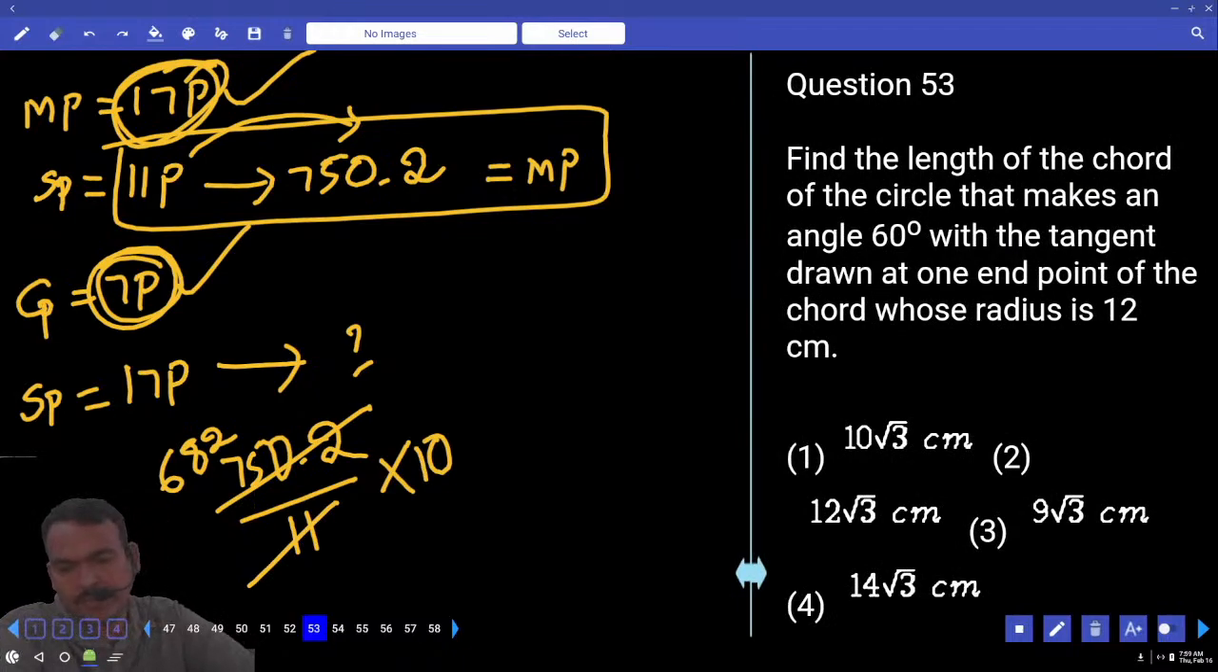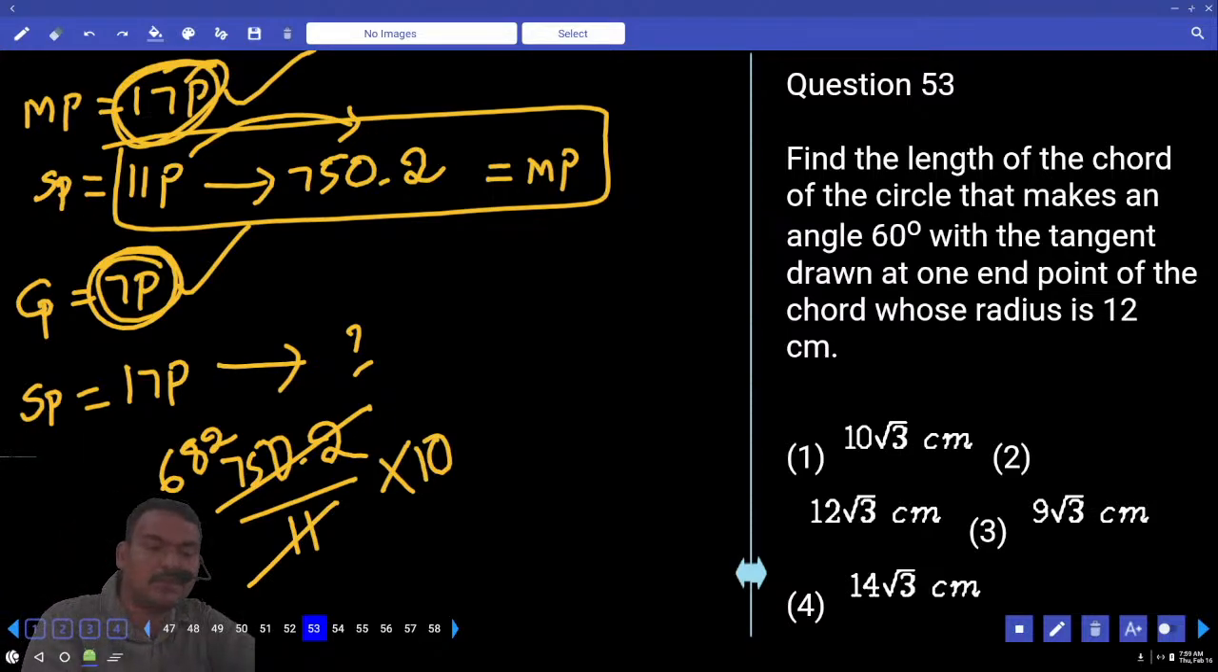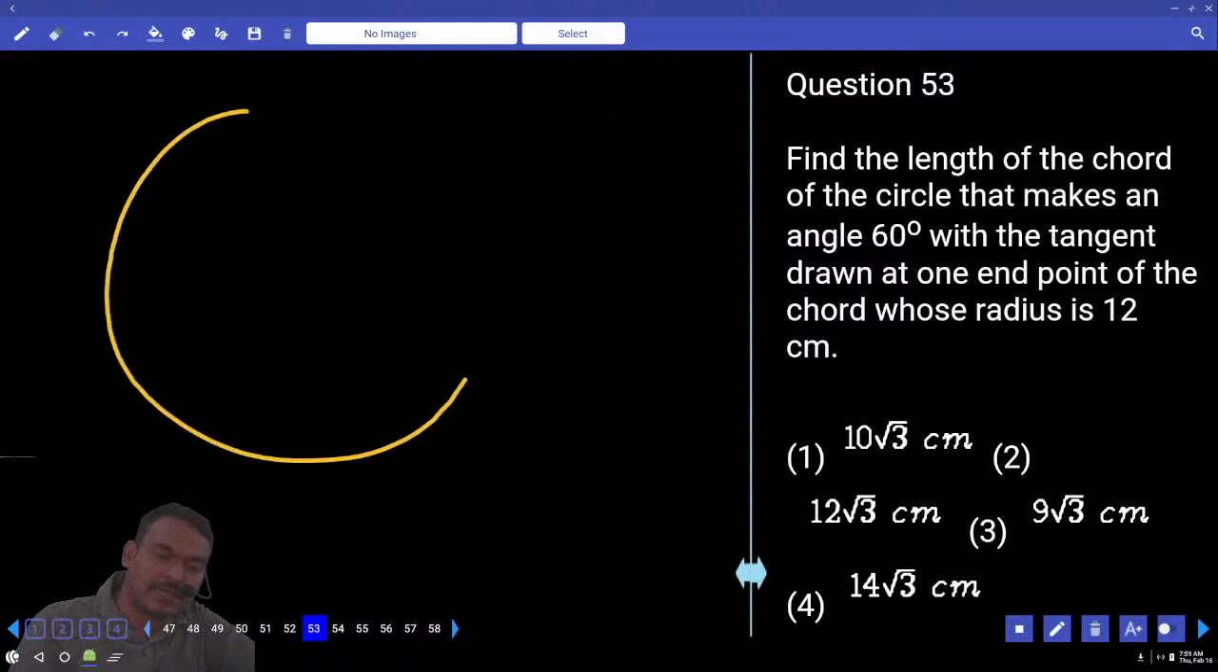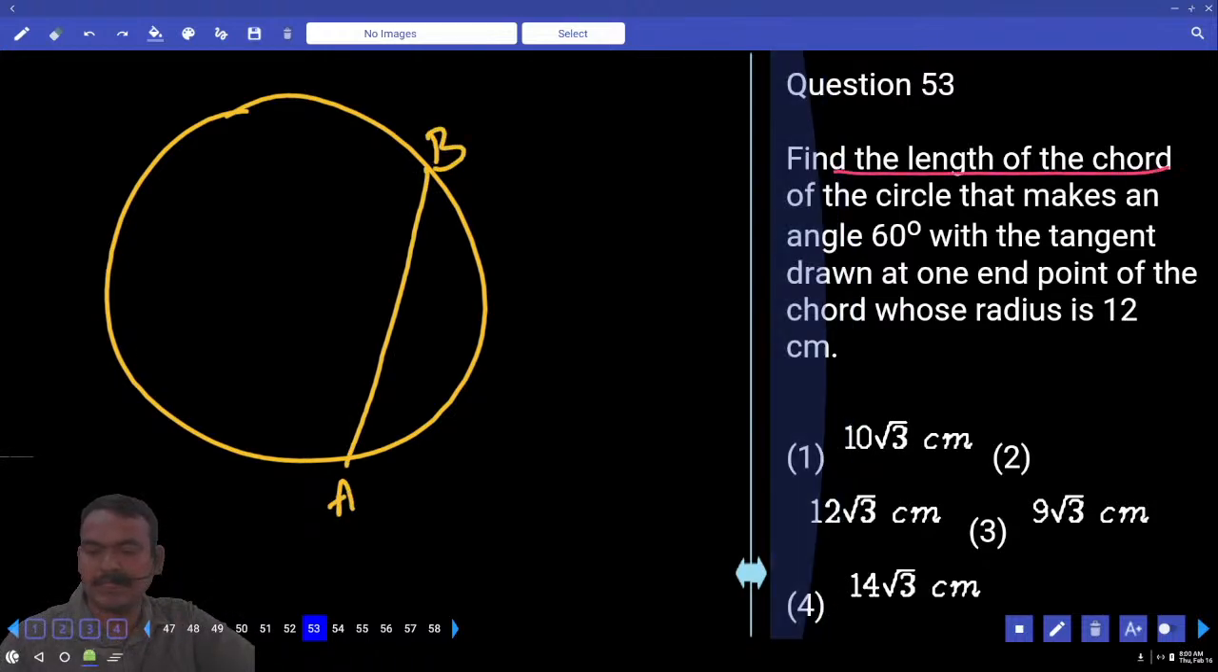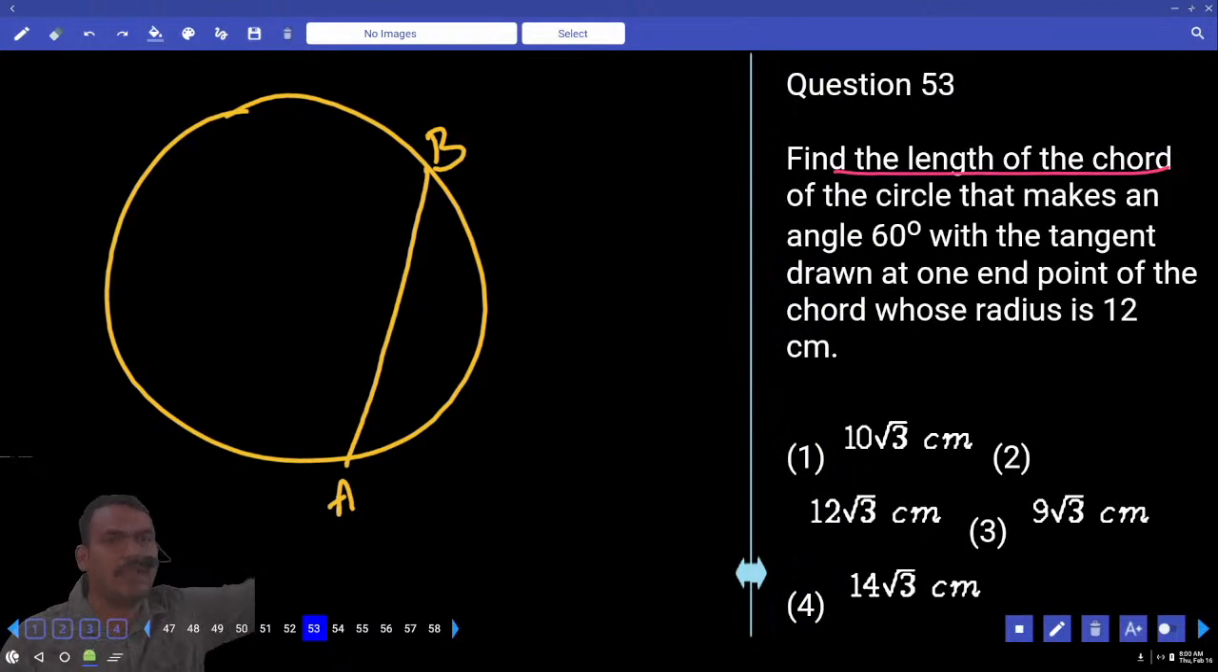Next question, number 53. Find the length of the curve of the circle that makes an angle of 60 degrees with the tangent drawn at one end point of the curve, whose radius is 12 centimeters. Suppose AB is the curve. What is the question here? Find the length of the curve. That means we require the AB value.